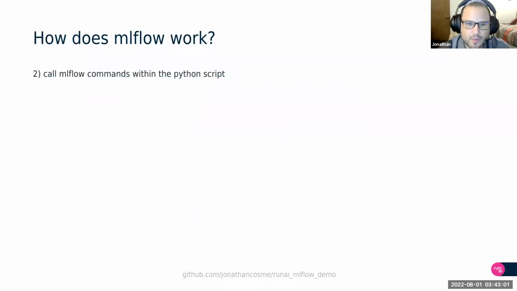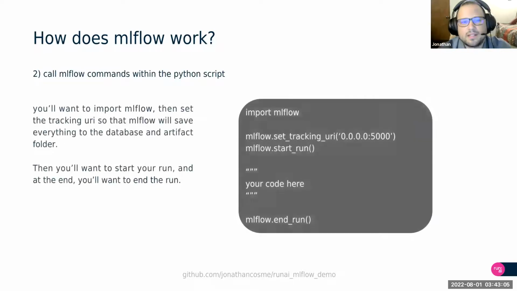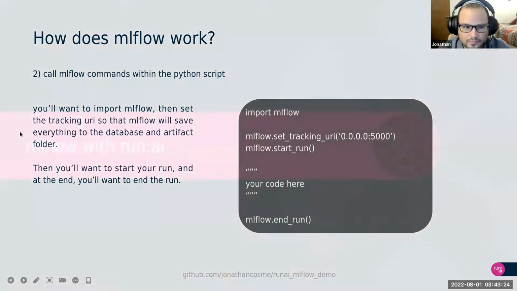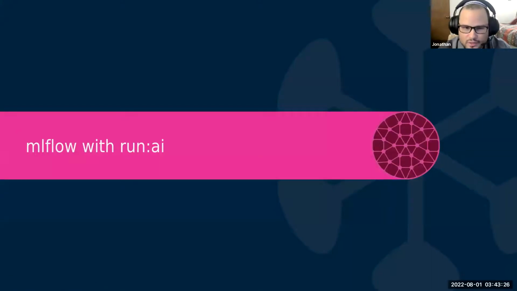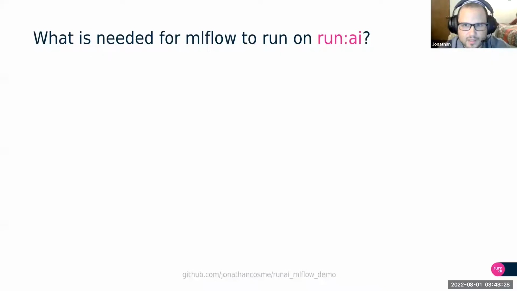And the second thing is we want to call mlflow commands from within our Python script. So basically, we'll want to make sure we import mlflow, and then this is the important part. We have to set the tracking URI to make sure that we can connect to that mlflow server so that we can actually log all of our information. We're going to start a run with your code, and then at the very end, you're just going to end your run.